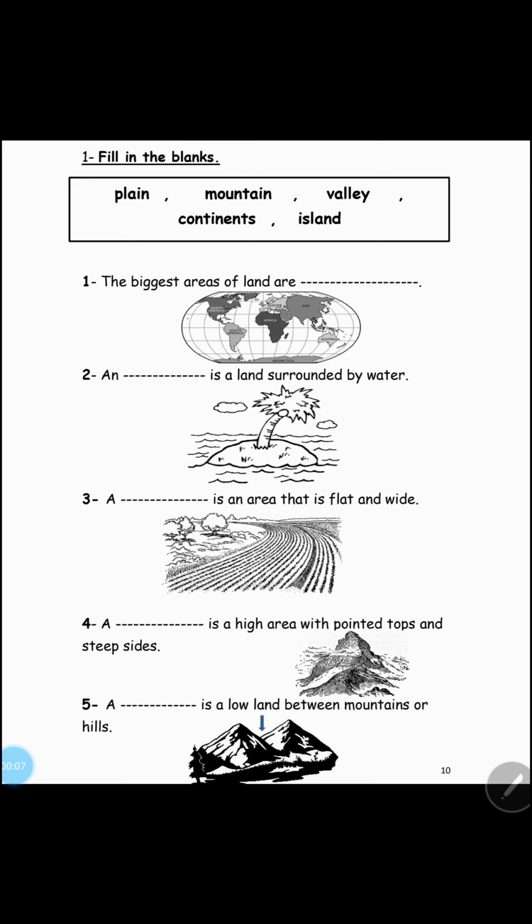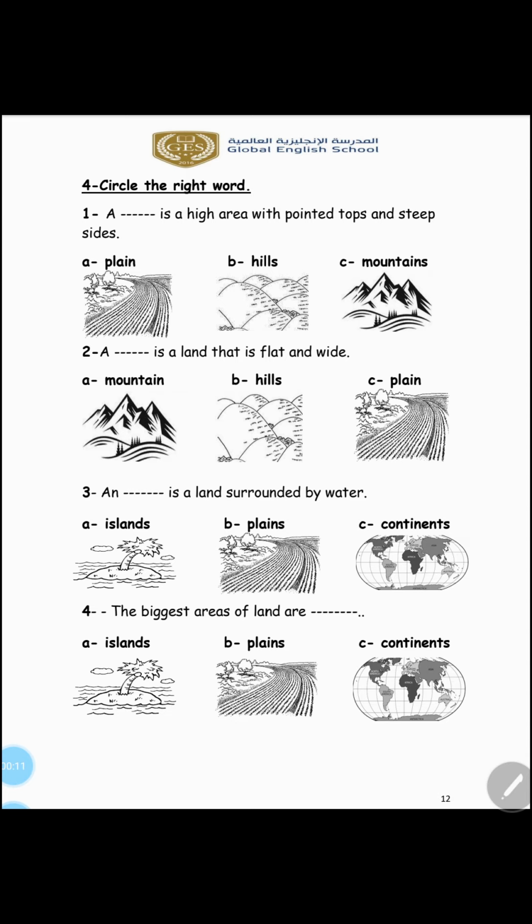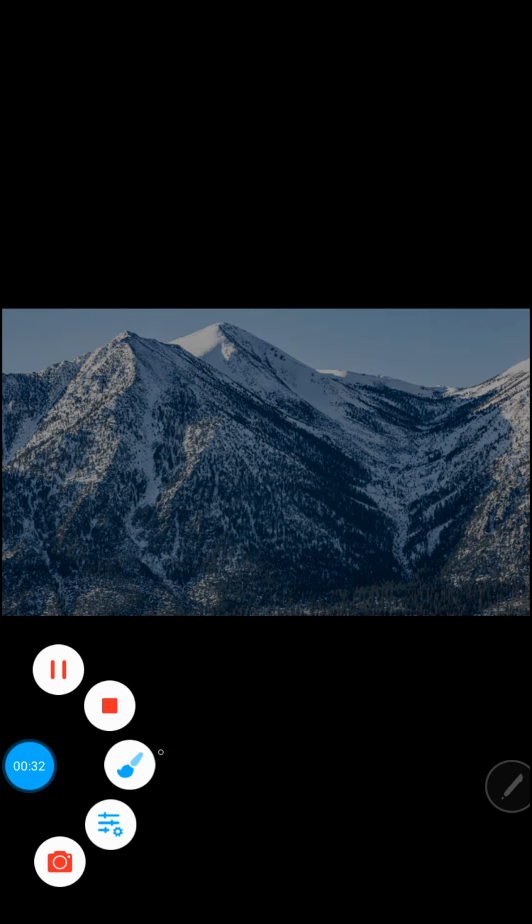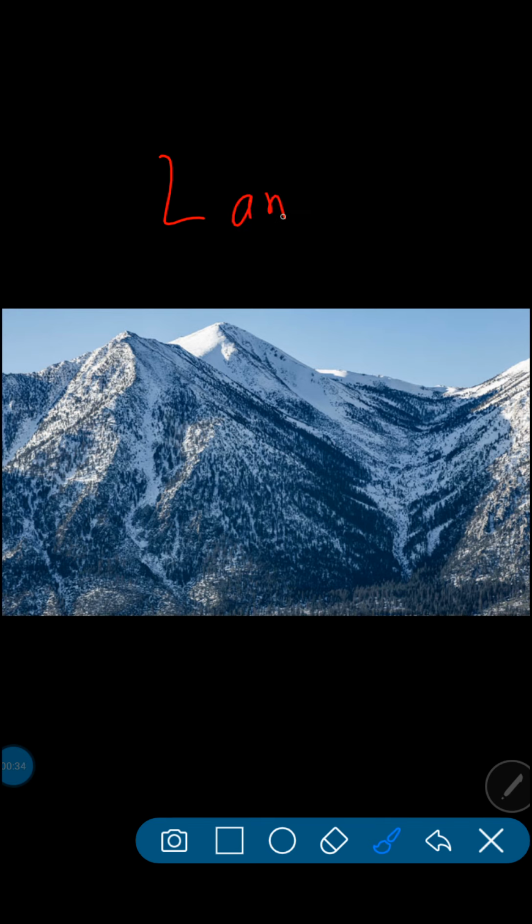Today we're going to do page 10, 11 and 12 from our booklet. But before we do the pages, let's remember together what we have learned about in lesson 2. In lesson 2 we learned about mountains. We learned about landforms, right? Landforms, like mountains.